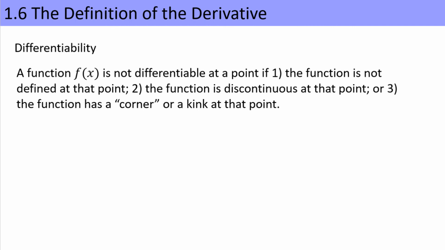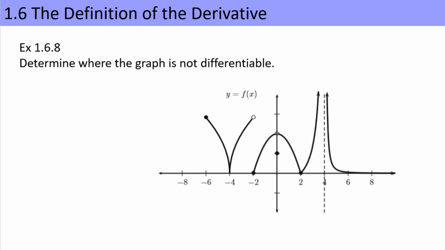Differentiability. A function f of x is not differentiable at a point if 1. The function is not defined at the point, 2. If the function is discontinuous at that point, or 3. The function has a corner or a kink at that point. Example: determine where the graph is not differentiable.